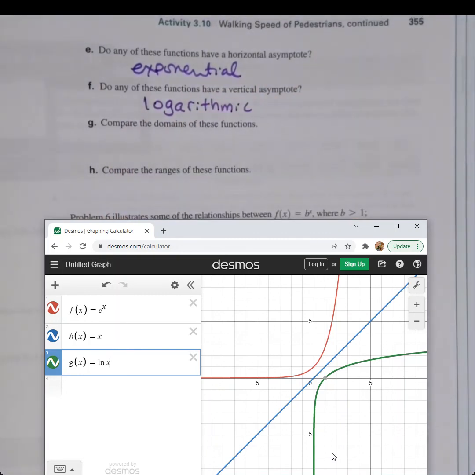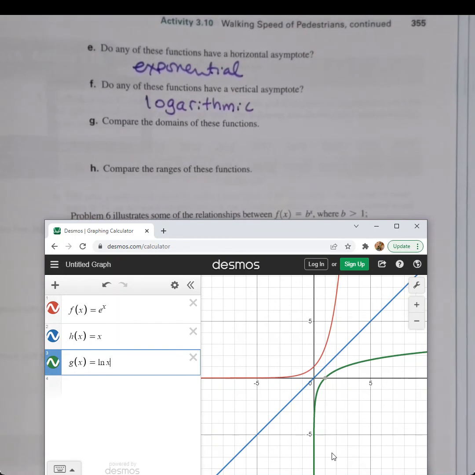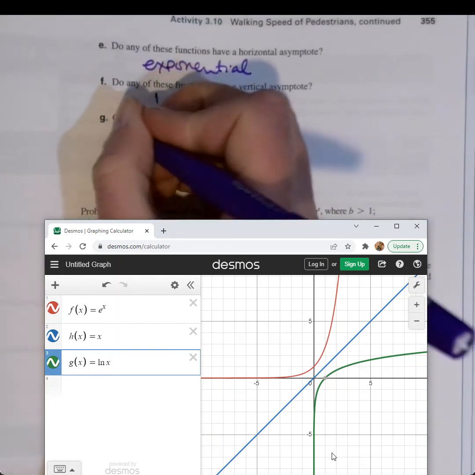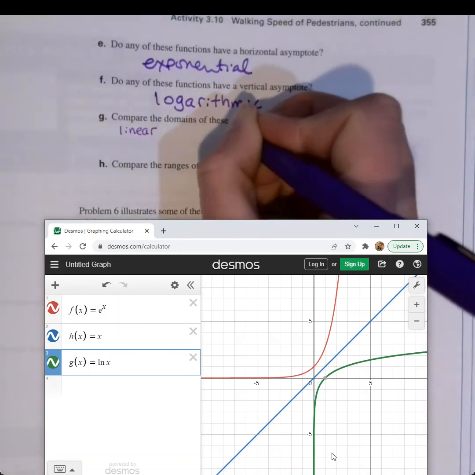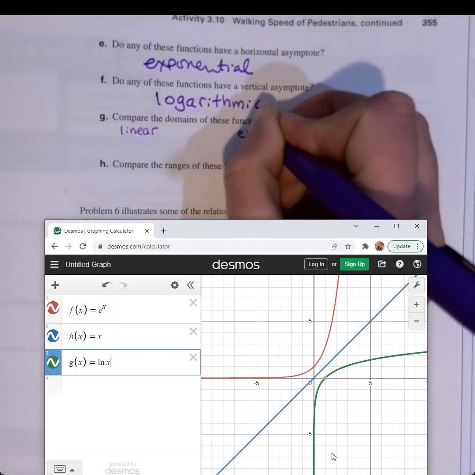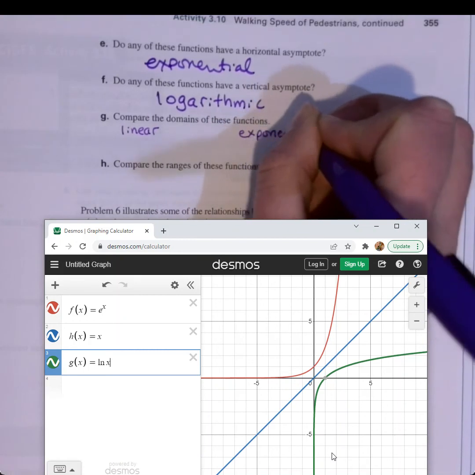Compare the domains of these functions. Okay, so I'm going to write the linear function first, and then I'm going to look at the exponential function, and then the logarithmic function.